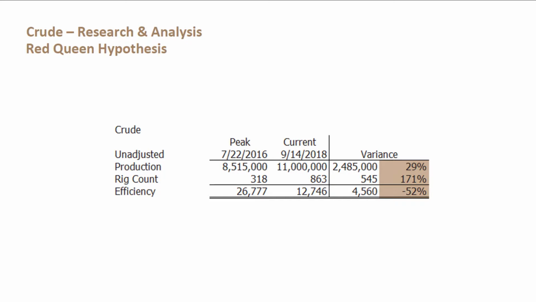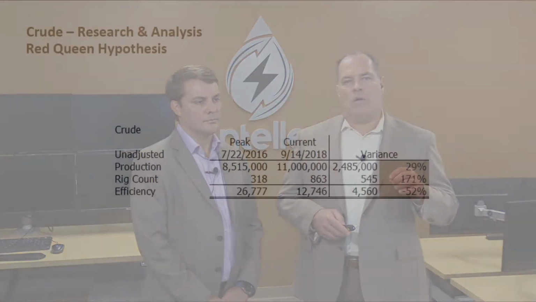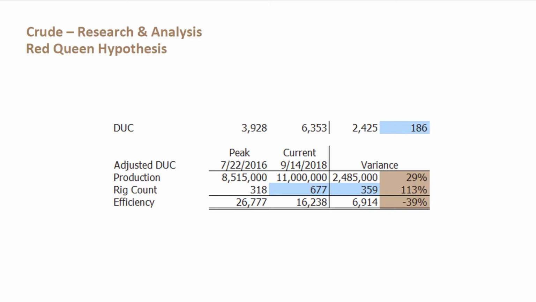Now, when you look at this from a variance perspective, what it tells you is you've increased your production about 29%, but it took a whopping 171% increase in rig count to do it. And I know it's a little bit startling, but before we continue on, let's go to the next chart. We know that during the last several years we've drilled quite a few drilled uncompleted wells, or DUC wells. So we have to adjust for the DUC wells. 2 years ago we had 3,928 DUC wells in the oil basins, and today we have about 6,400.